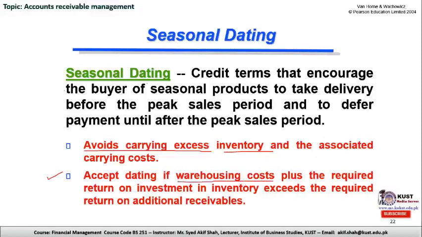So what is the condition to accept seasonal dating? The condition is when the warehousing cost plus the required return on investment in the inventory exceeds the required return on the additional accounts receivable. So when our warehousing cost is greater than what we are required to earn on the additional accounts receivable, in that case our decision will be to go with seasonal dating in order to reduce the carrying cost and holding cost of that inventory in the company's warehouses.